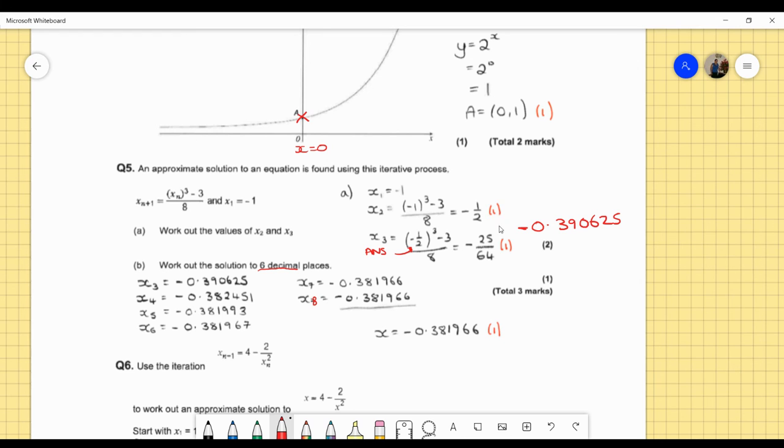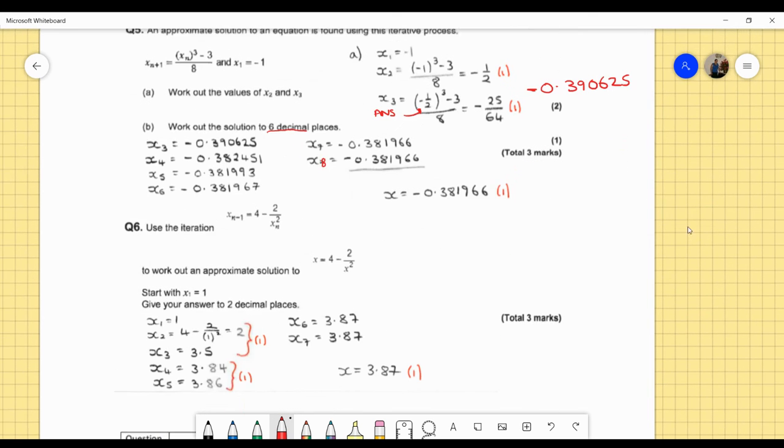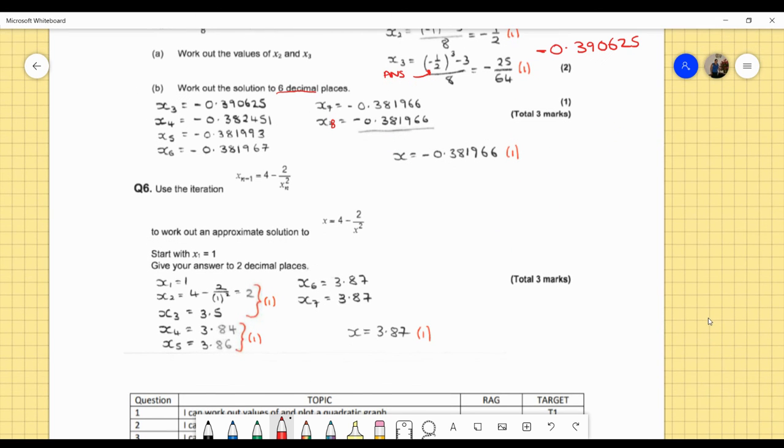For part A then, a mark for the second and the third one, and part B, a mark for getting this as your final answer, but you should be showing your steps as you work through. So for question 5, 3 marks available. If you've got 3 out of 3, then it's green. If you've got 0, it's red. Anything else, amber.